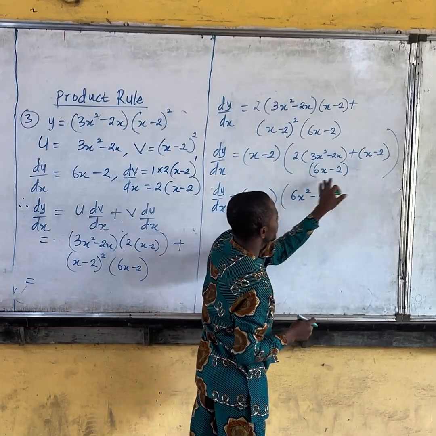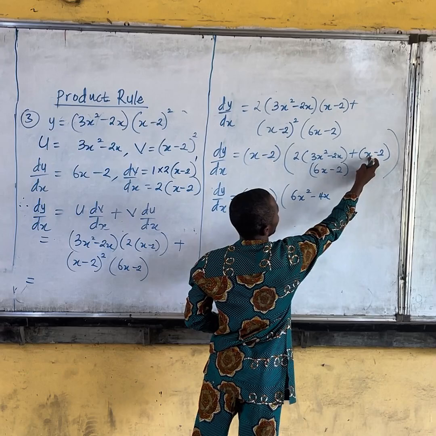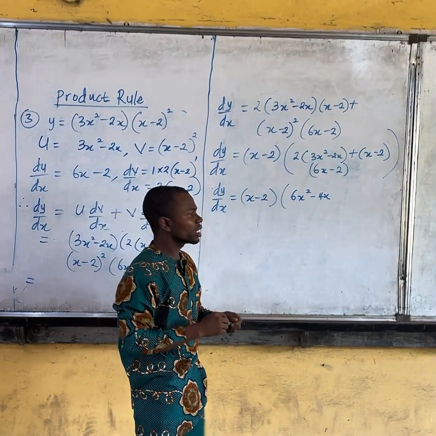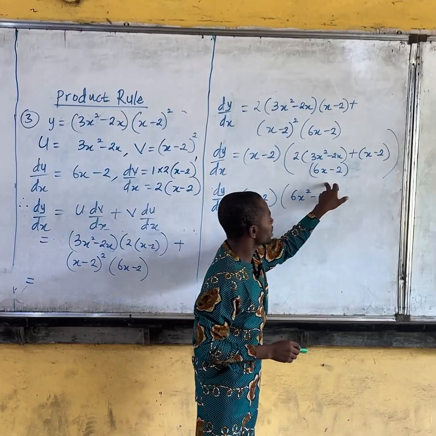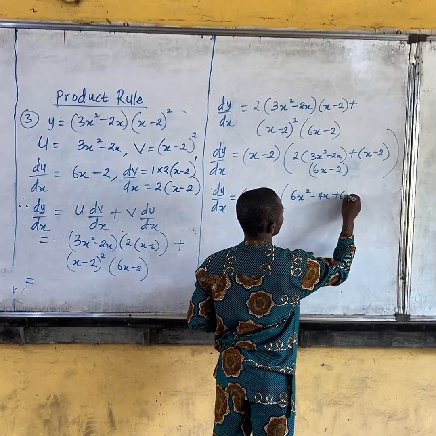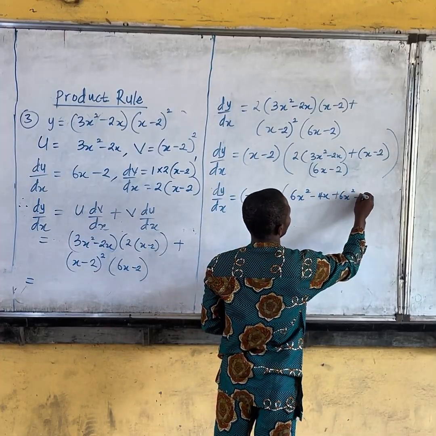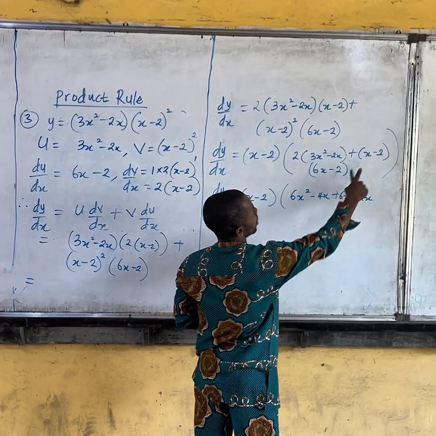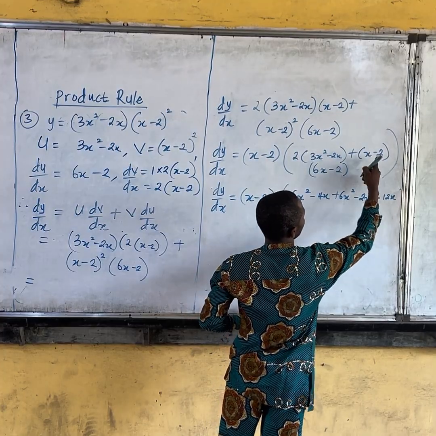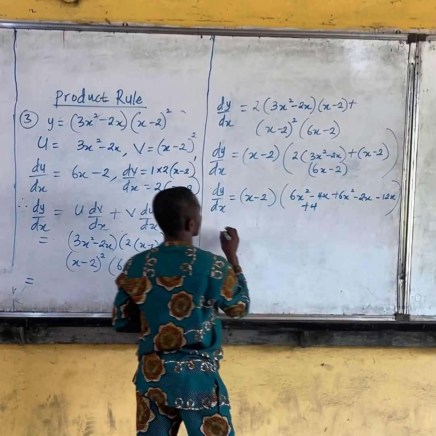Now, this and this are in the form of products. Don't forget, this time, that is this times this. If I want to deal with algebraic expansion, I will expand it. We multiply everything here. x times 6x is 6x squared. x times minus 2 is minus 2x. Minus 2 times 6 is minus 12x. Minus 2 times minus 2 is plus 4. Then close it.